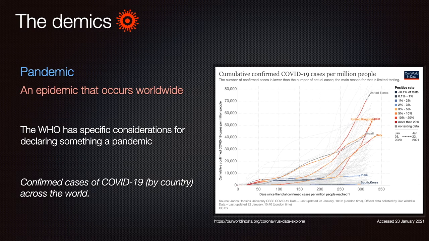For example, COVID-19. Here I'm showing a graph of confirmed cases of COVID-19 by country across the world since the start of the pandemic. And as you can see, the vast majority of these curves are trending upward over time. There are a few examples of regions or countries that have very low incidences of COVID. This does not mean it's not a pandemic. So it doesn't have to be 100% global coverage.